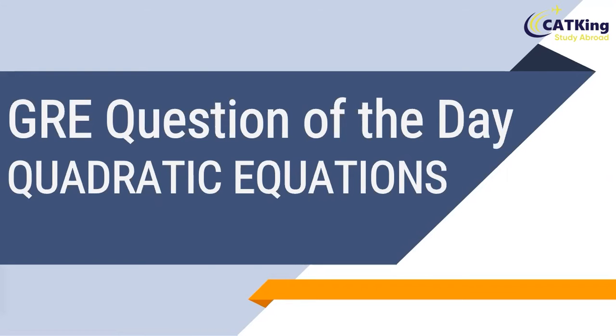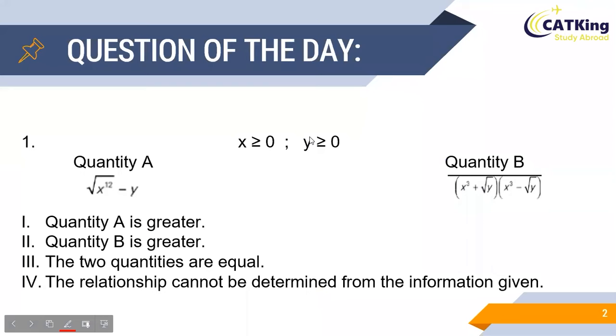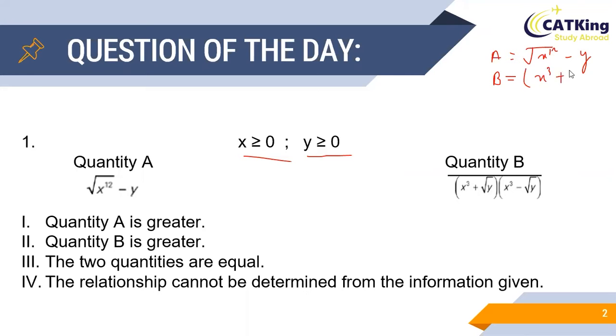Today we will discuss a question on quadratic equations. As you can see, our today's question is a quantitative comparison question wherein we are given that x and y are both greater than or equal to 0 and we are given two quantities A and B such that quantity A is equal to root over x to the power 12 minus y, while B is equal to the product of x cube plus root y and x cube minus root y.